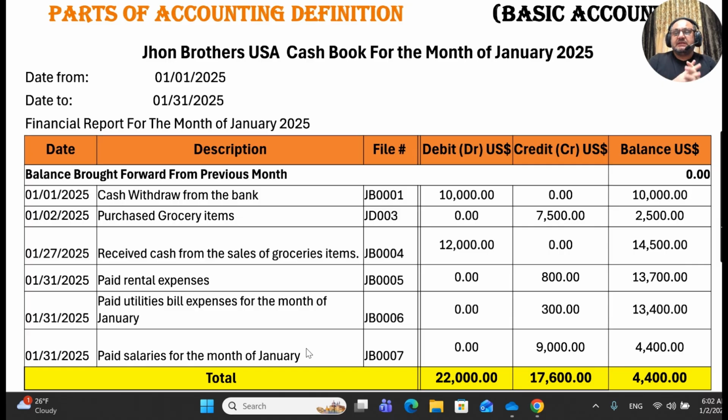If we do not write a description, we would not understand what the transaction is for. Why did we pay it? From where did we receive this $10,000? To whom did we pay this $7,500? That's why we write a description for each transaction for your better understanding. It's necessary. If any of these columns is missing, it means that your cash book is not correct and you may make mistakes or miss something.